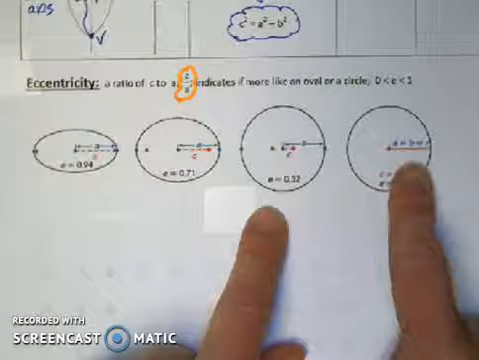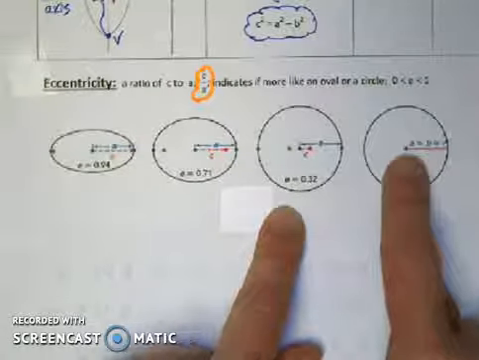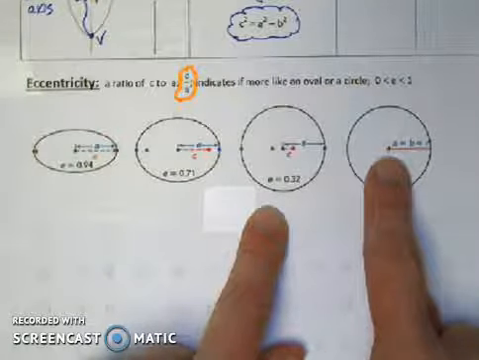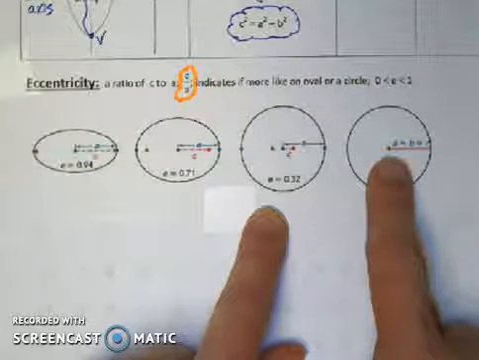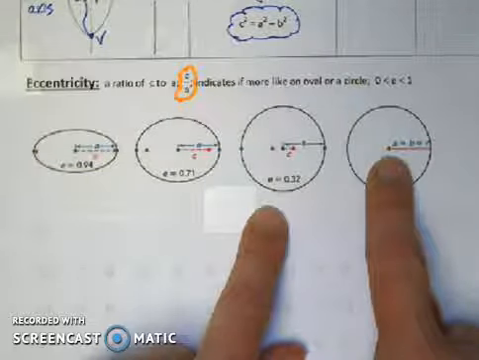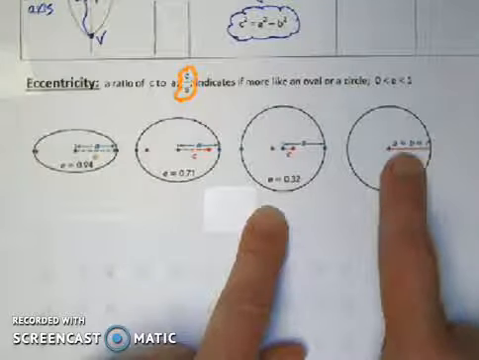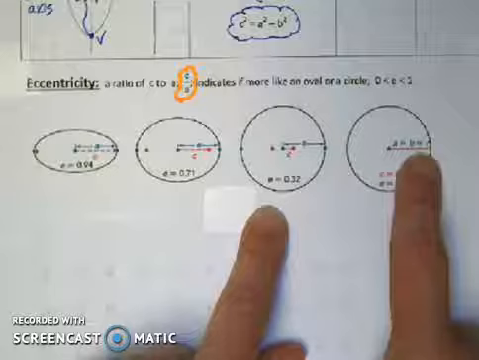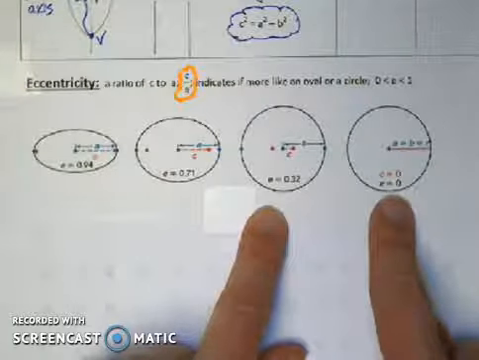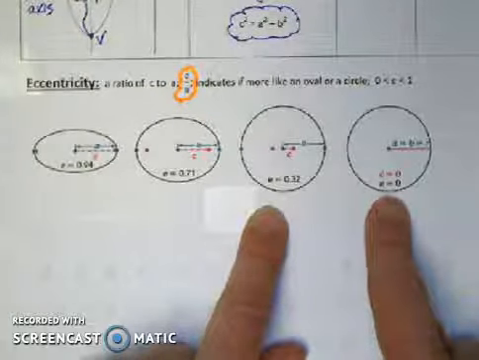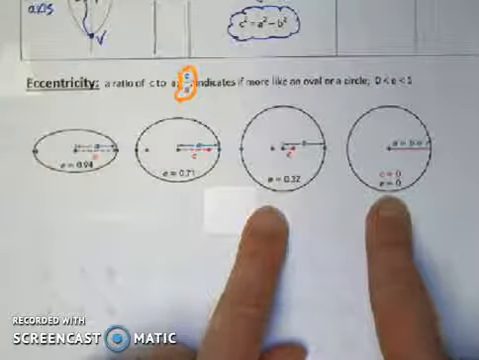Now if you'll notice here, your center and your foci are the same. C is right there in the center. Okay? So here you have A equals B equals the radius. You have a circle. That does not have a high eccentricity. It's 0 because it's a circle. It's very much not an oval.